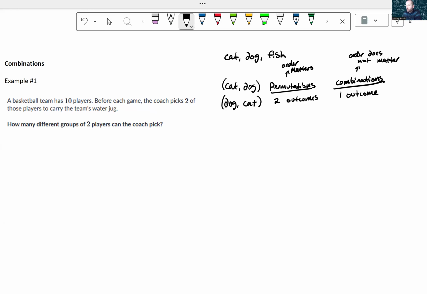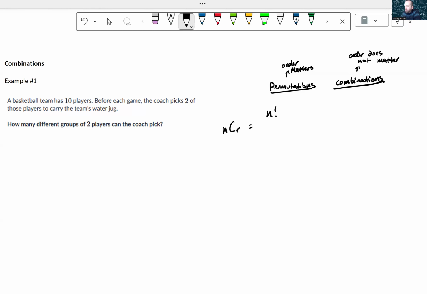All right. So let me erase this part of the example here. The formula for combinations is very similar to permutations, but it is different. We write it nCr, which is n choose r. n is still the total, and r is still the amount that we're choosing or selecting. And that's equal to n factorial over r factorial times n minus r factorial. So all that's been added to this formula is that r factorial.